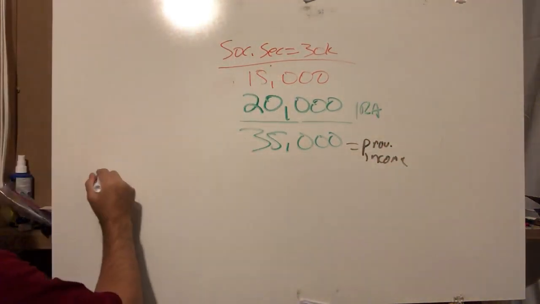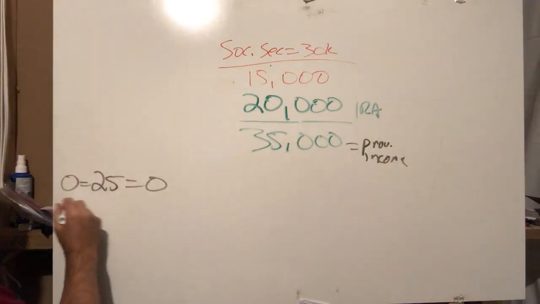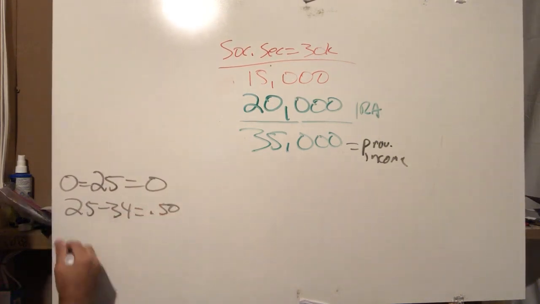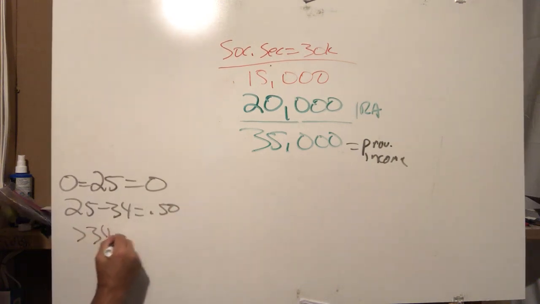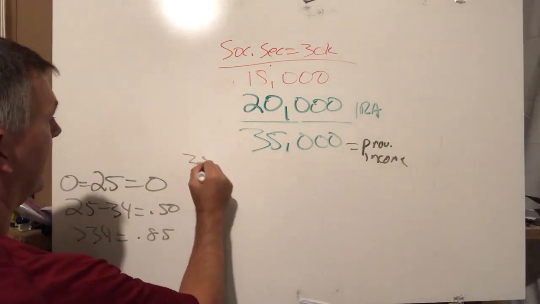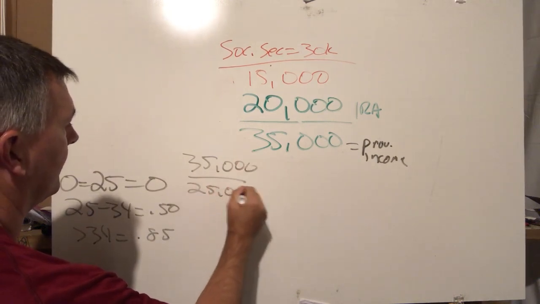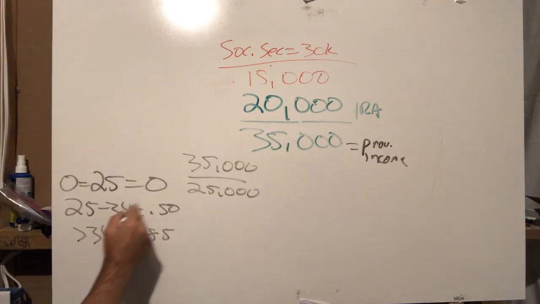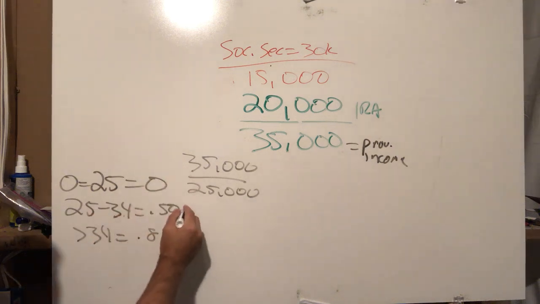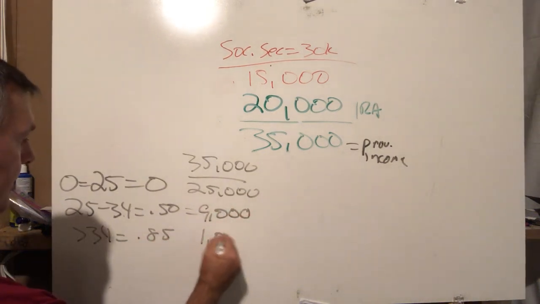Okay, so we go over here. 25,000 is 0. 25 to 34 times that by 0.5, and anything over 34, 0.85. All right, so in this case we take 35,000, 25,000 is 0. We got 35 minus 34,000. That gives us $9,000 here, and that leaves us $1,000 there.